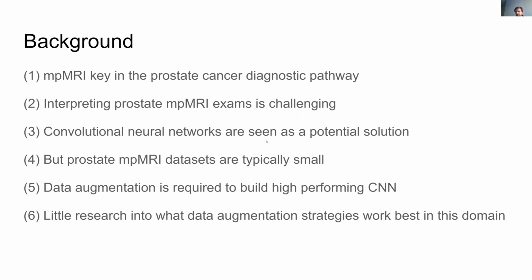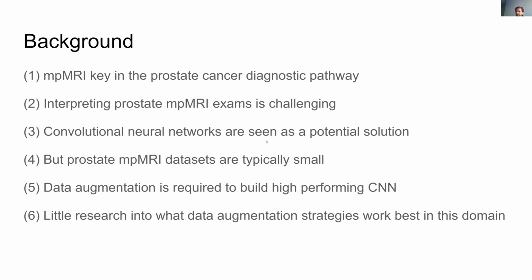Some background on the project. Multiparametric MRI is key in diagnosing prostate cancer. However, it can be quite difficult for radiologists to interpret these exams. Convolutional neural networks, which are a type of machine learning algorithm, are seen as one potential solution. However, they work best when trained on large data sets. This is problematic in this domain because the data sets of prostate MP MRI exams are typically very small, usually in the range of a couple hundred patients.